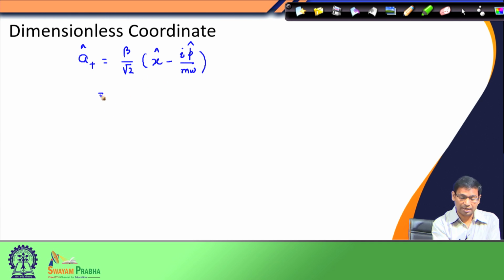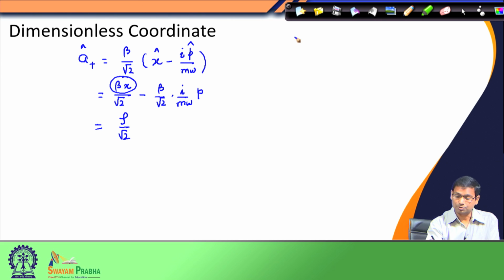So, if you remember, we can expand this. This is beta x divided by root 2 minus beta divided by root 2 i divided by m omega p. If you see beta x, you already identified, this is rho by square root 2, because we have defined the dimensionless coordinate rho as beta into x. Minus, I have to do a little work on the second term, i by m omega, and then I define my p operator. This is operator p, which is minus i h bar d by dx.